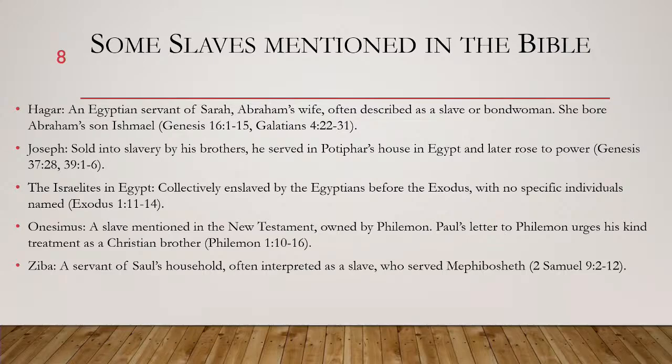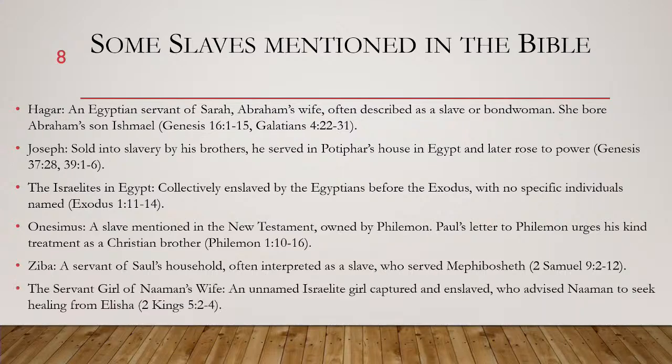Ziba, who was that? This is the servant of Saul's household, often interpreted as a slave. And this was somebody who served. Do you remember Saul had a son that was crippled in his feet? That was their name. And then the servant of Naaman's wife, who told Naaman to go to Israel to get cured of his leprosy.